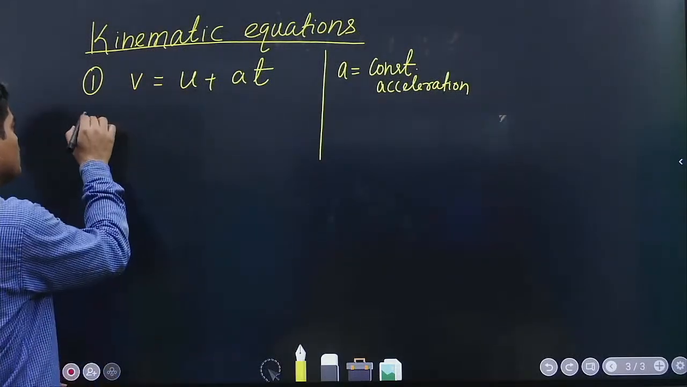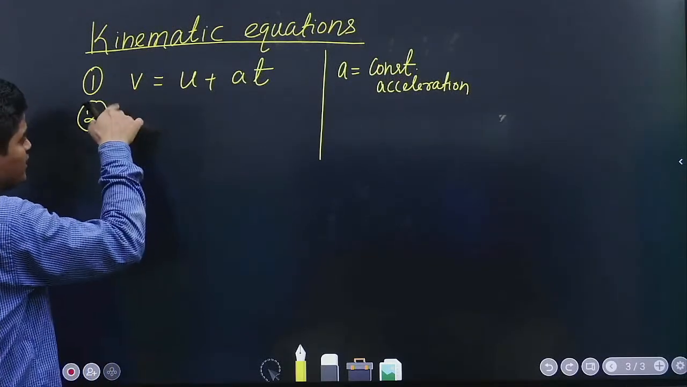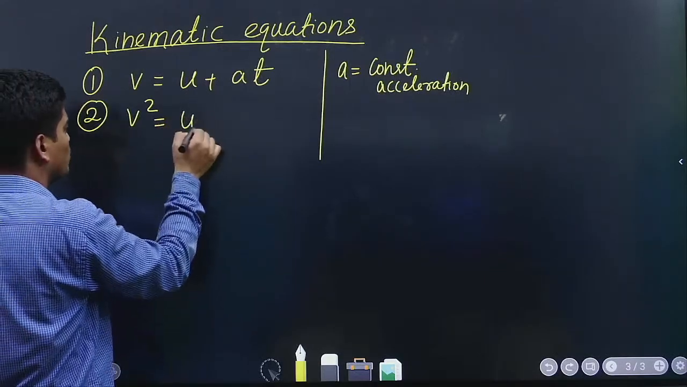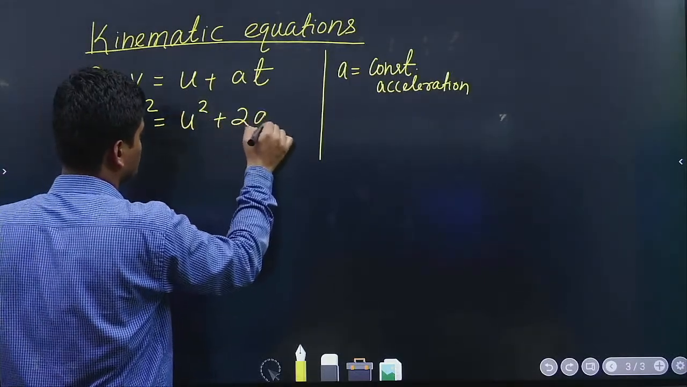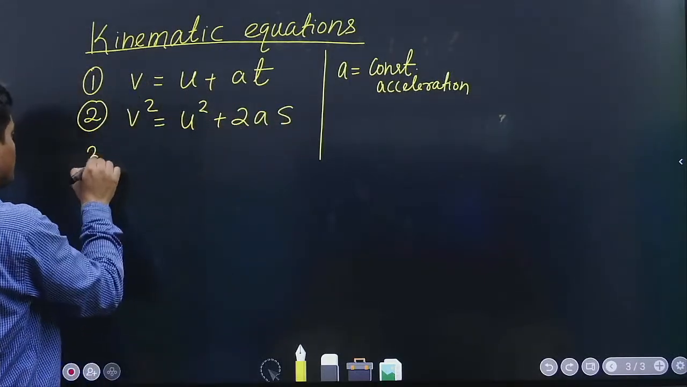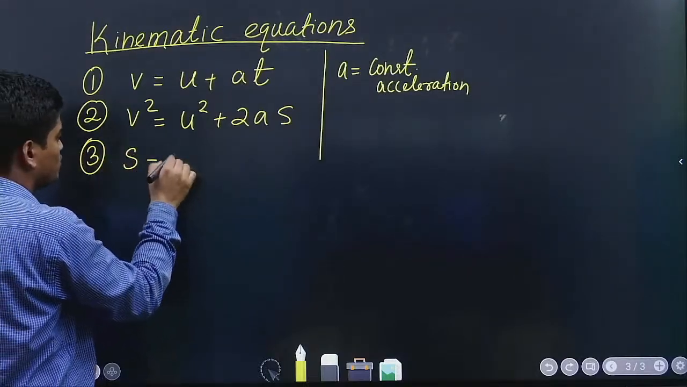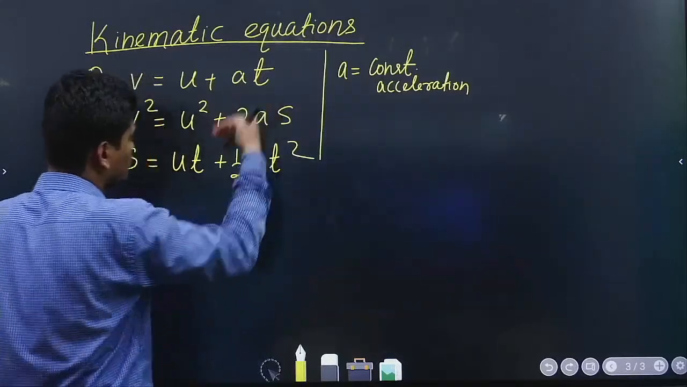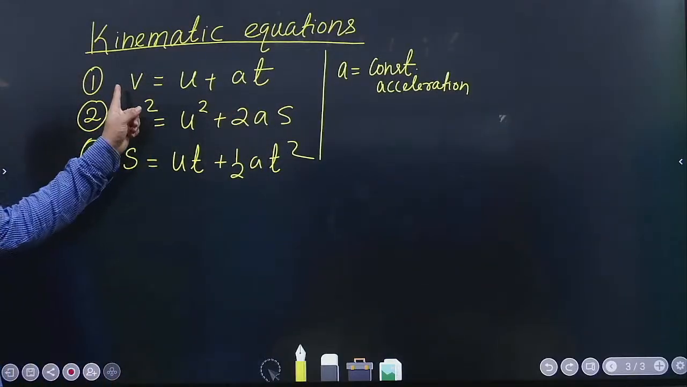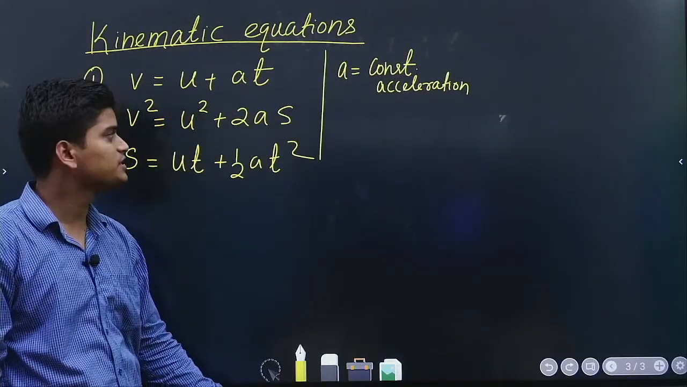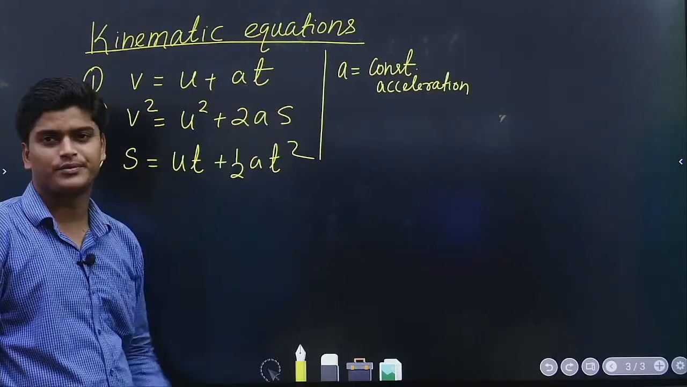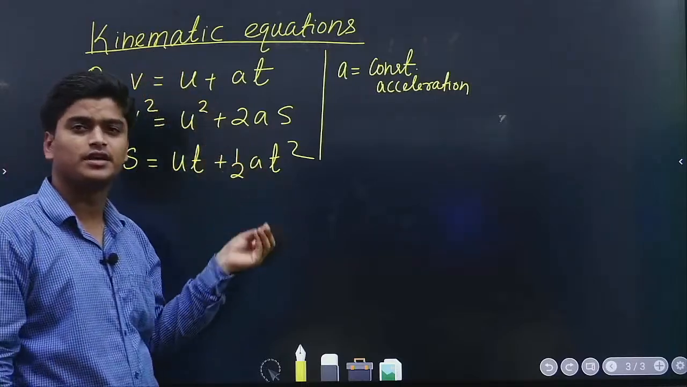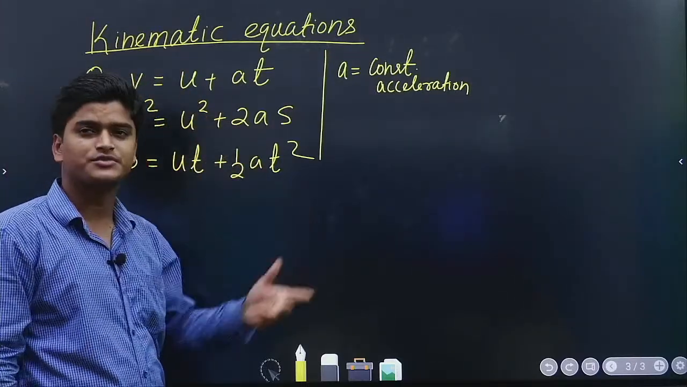One I already wrote: v equal to u plus at. Another one is v square equal to u square plus 2as. And number 3 is s equal to ut plus half at square. So all the meanings I'll write here. v is final velocity, u is initial velocity, and t is a particular time given. At any time t, my final velocity is initial velocity plus acceleration times t.